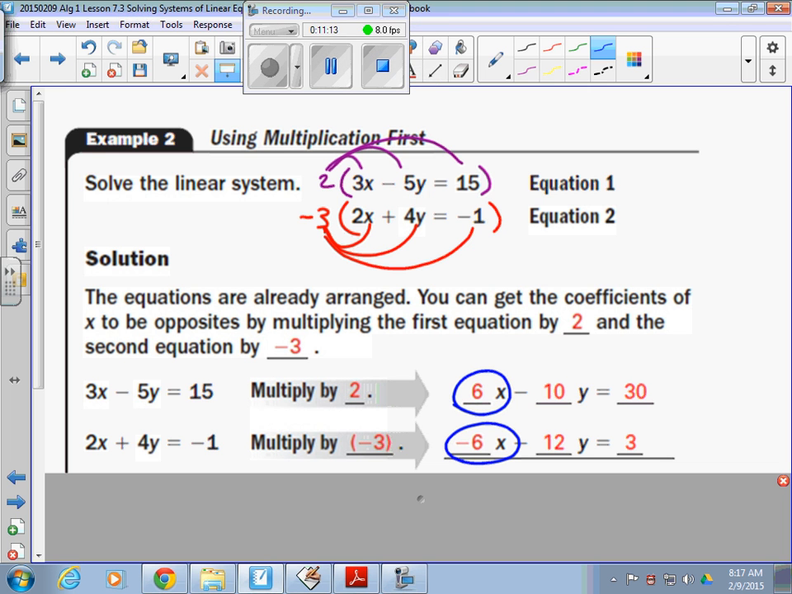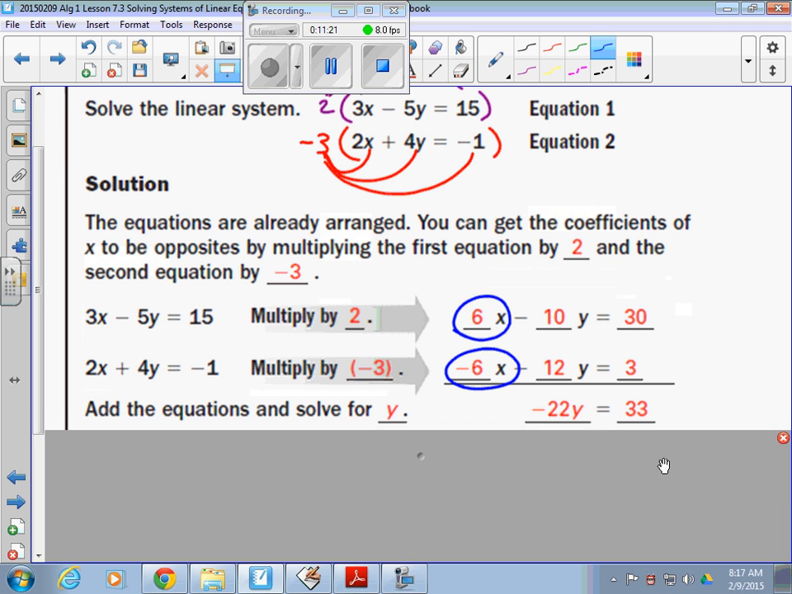We did that on purpose to eliminate the x variable. Now when we combine them, 6x plus negative 6x, or 6x minus 6x, this part right here will eliminate. It's gone. That's why we did that on purpose, to get rid of x. Negative 10y minus 12y is negative 22y. 3 plus 3 is 33. So you have negative 22y is equal to 33.